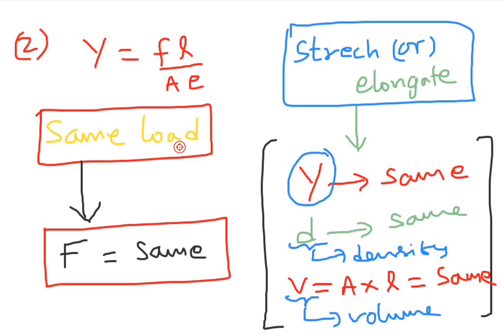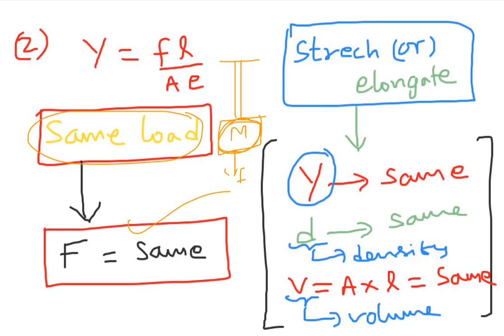Suppose they tell you the same load. Immediately you have to fix that the force is the same. We have taken one wire, and for that wire we are applying a load. Load is nothing but the force applied on the wire. That is only called load. So when we attach the same load, it means the force is the same.